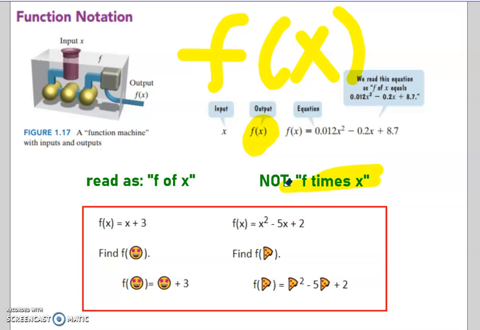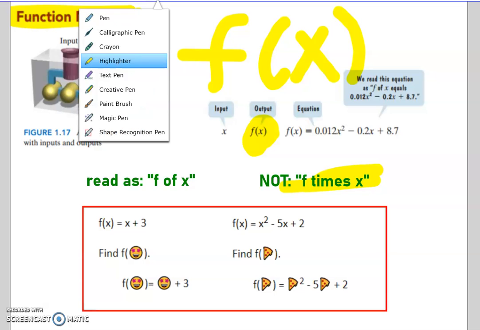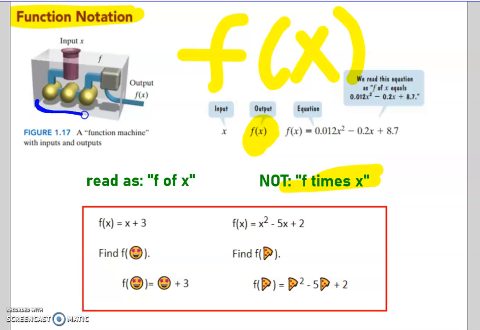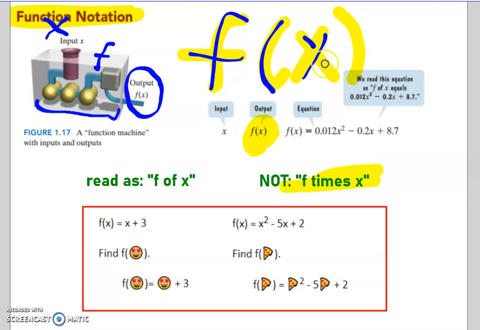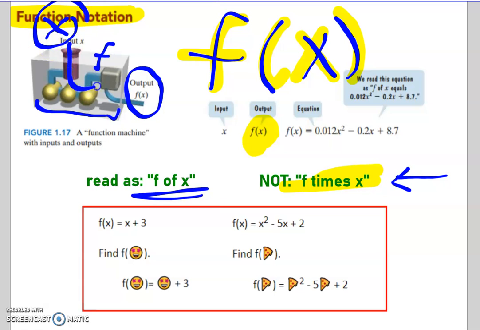We need to know that this function is like a big machine, okay? And here's a little funny example. It's this whole machine, and the machine is a function f. What goes in is the x, and what comes out is f of x. That is how we read this. We do not read it as multiplication or times. It is called f of x because I'm taking an x value, putting it through the machine, through the function, and the output is f of x.